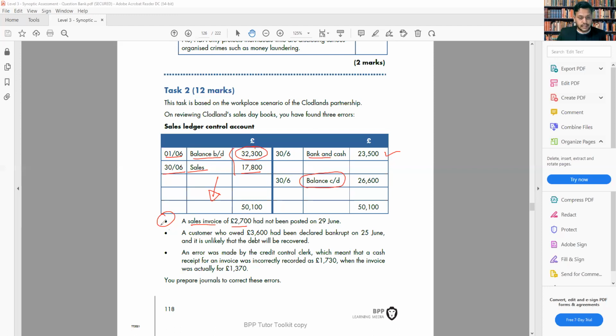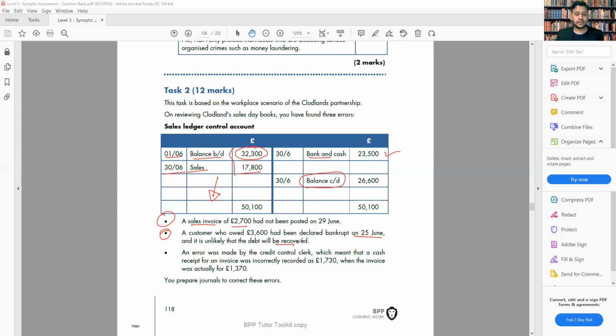Number 2, we can see here a customer who owed 3,600 had been declared bankrupt on the 25th of June. So I was expecting £3,600 from someone, and he said, sorry, I don't have money, I'm bankrupt, I cannot pay you. And it's unlikely that the debt will be recovered. This is irrecoverable debt. That means this person will not be able to pay me at all in future.